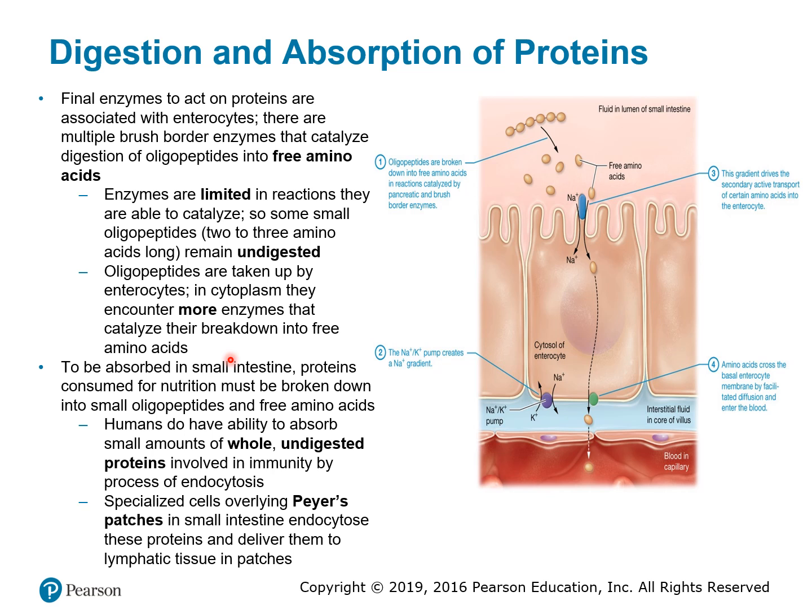Now, to be absorbed in the small intestine, like I said, proteins have to be broken down into free amino acids as a smaller subunit. And they also go into the Peyer's patches, which is part of the small intestine, and they're going to be part of the lymphatic tissue, which is trying to fight any harmful bacteria, any foreign pathogen as well.